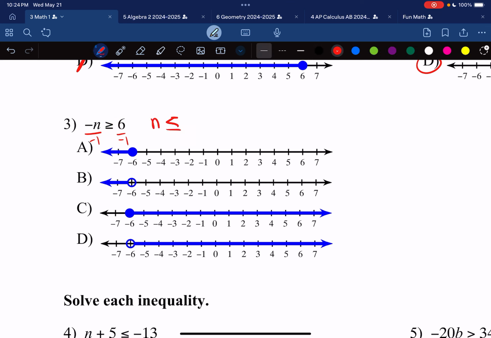And then I have a positive n over here because a negative divided by a negative is a positive, which is the whole point. We got n by itself, and a positive divided by a negative is a negative. So we have a -6 on the right-hand side. So I need to have an arrow that goes to the left, and it needs to go from -6 with a closed point. So that's going to be option A.